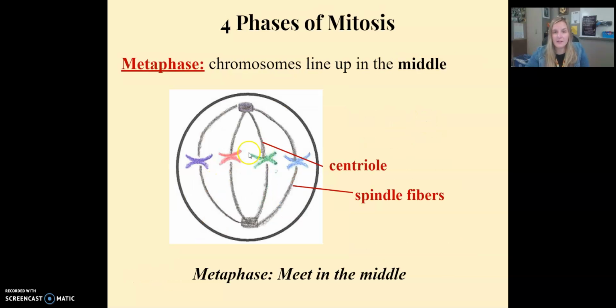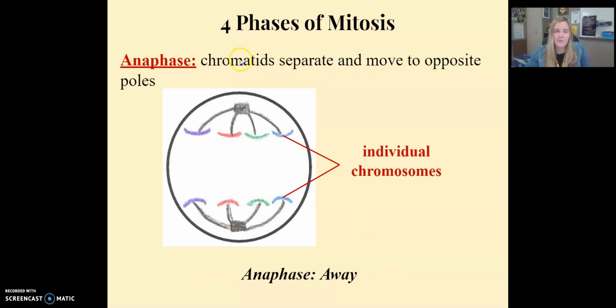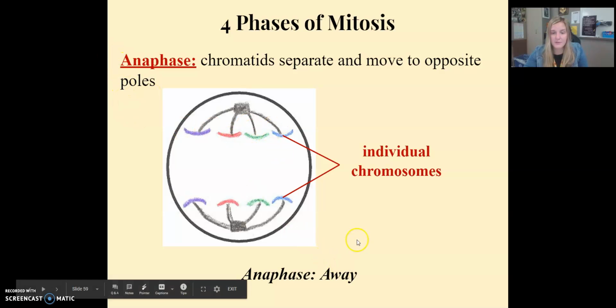Then in metaphase, those chromosomes are going to line up in the middle of the cell on those spindle fibers. So they're going to line up in the middle. For anaphase, the chromatids, or the halves of the chromosome, so them together make a chromosome, them separated make a chromatid, separate and move to opposite poles of the cell. So we think anaphase, going away.